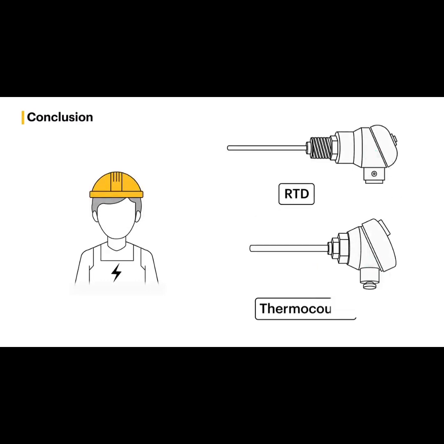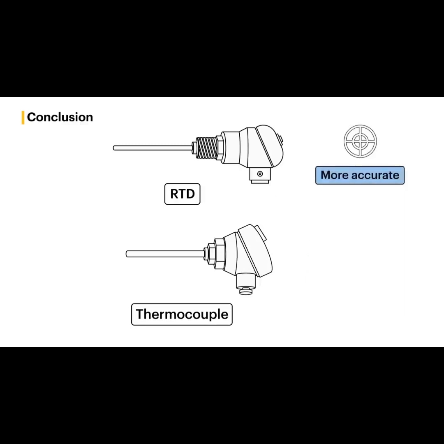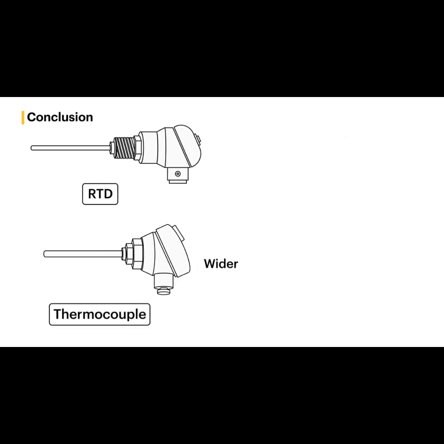In conclusion, in this video, you learn the difference between RTDs, or resistance temperature detectors, and thermocouples for temperature sensing applications. Here are the key takeaways from this video for you. RTDs are more accurate than thermocouples in temperature measurement. RTDs have a temperature accuracy of plus or minus 0.5 degrees Celsius, while thermocouples have an accuracy of plus or minus 2 degrees Celsius.